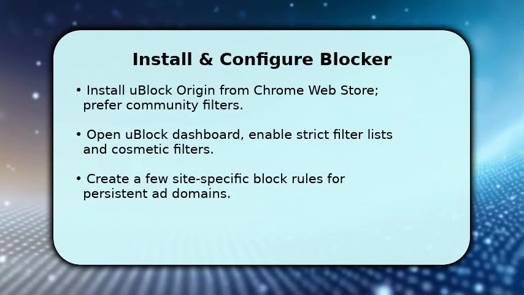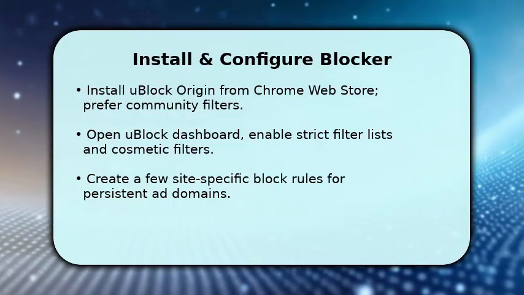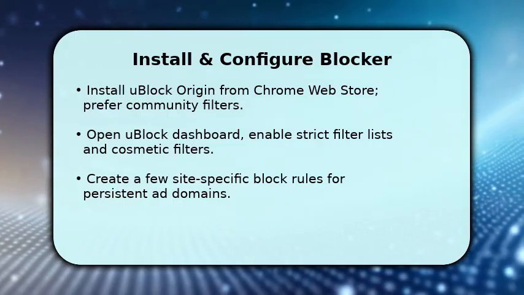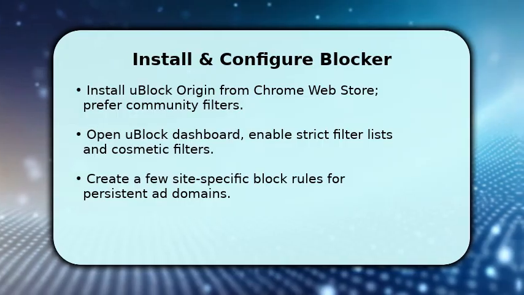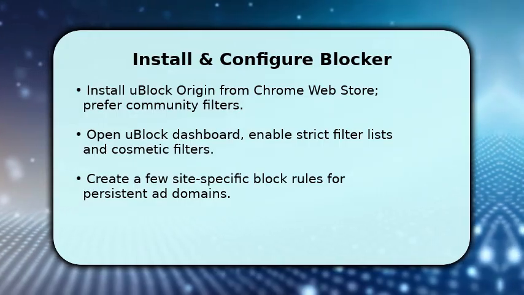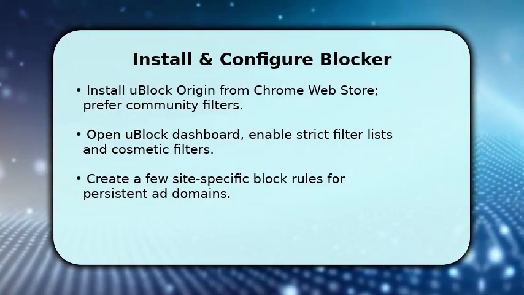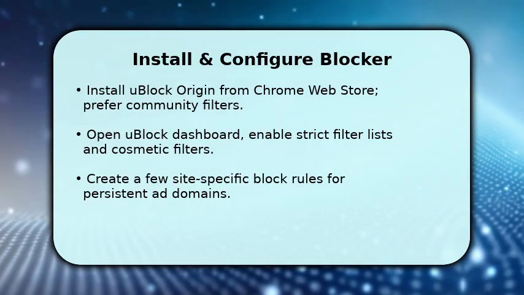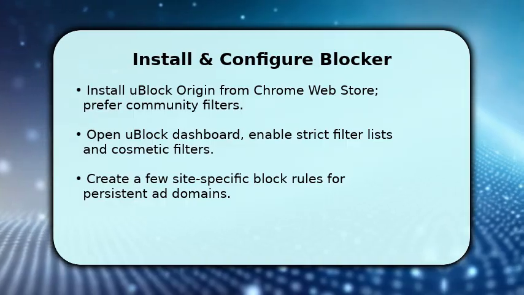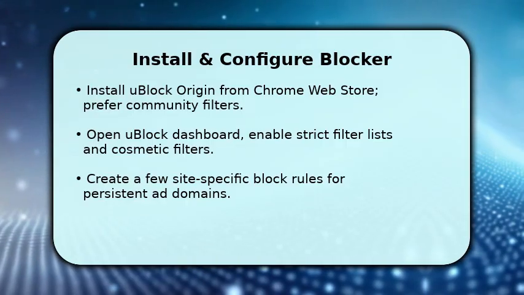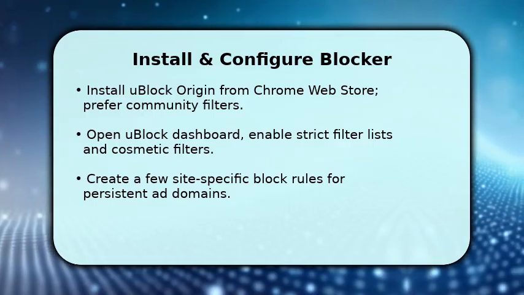Next, you install a powerful content blocker and configure it aggressively. Install uBlock Origin, choose Community Trusted Filters, and then open its dashboard. Enable strict block lists plus cosmetic filtering so banners and injected elements are removed, not just hidden. Make sure to whitelist only sites you trust.